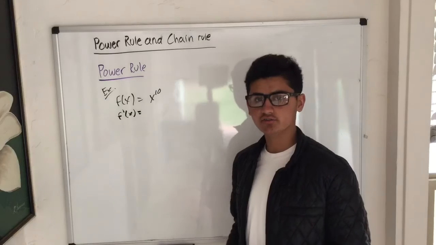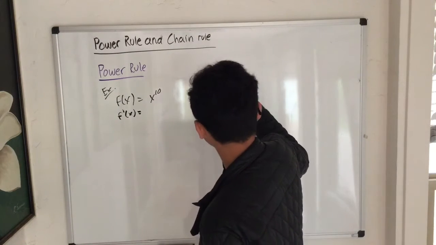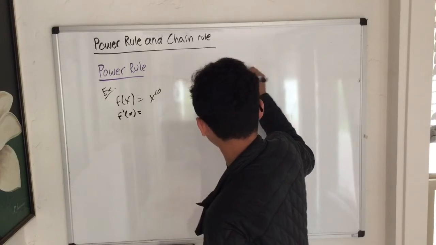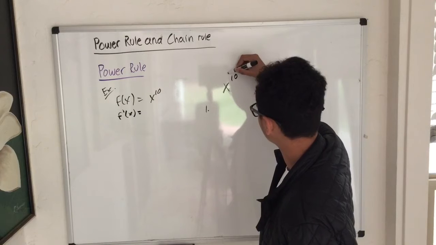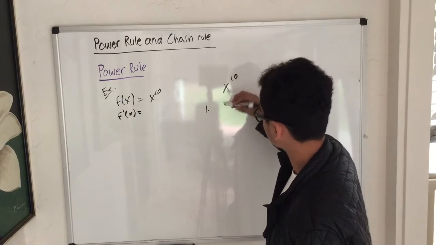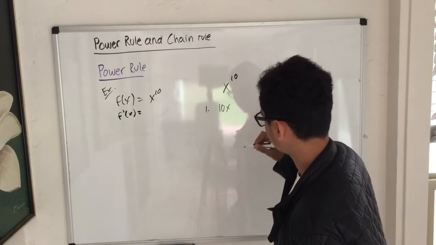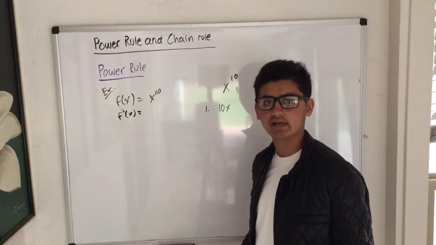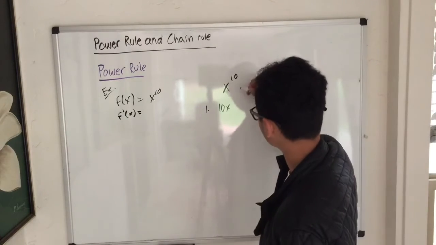Now, in order to do that, it's really simple. We're going to take this step by step. Let's say we're trying to find the derivative of x to the power of 10. Step number 1, you're going to move the exponent in front of x. So it's going to look like 10x. So basically it became the coefficient of x, but that's just for the time being. There's only, I think, a few more steps left.